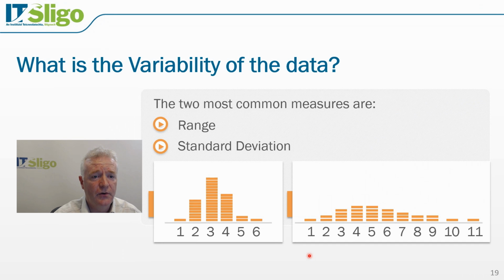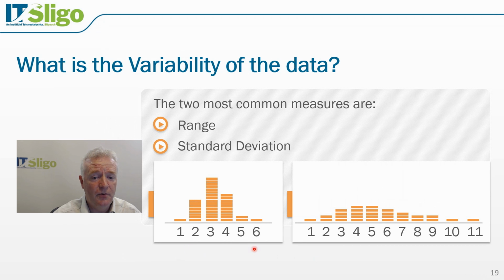In addition to understanding where the center lies, we also need to understand how variable the data is. There are 2 main measures for variability. One is the range and the other is the standard deviation. The simplest one to deal with is the range. Here we see 2 distributions. The second distribution is more widely spread out.